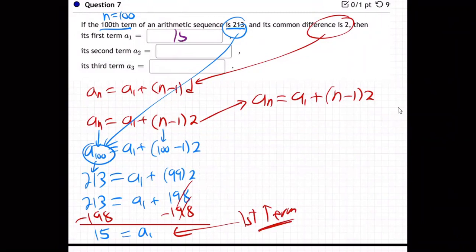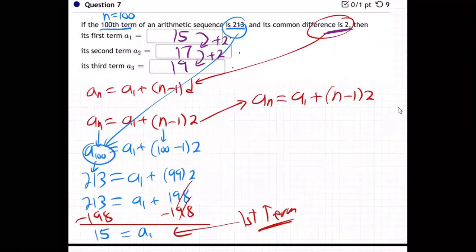Let's come in here and go 15. There's the first term, a sub 1, first term, 15. And then the difference, which is the jump from term to term, it goes up by 2. So this must be 17, up by 2 again. This must be 19. All right, and we got them.